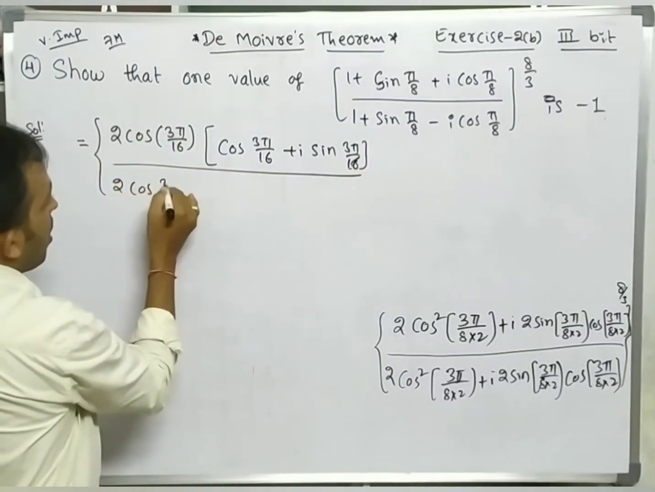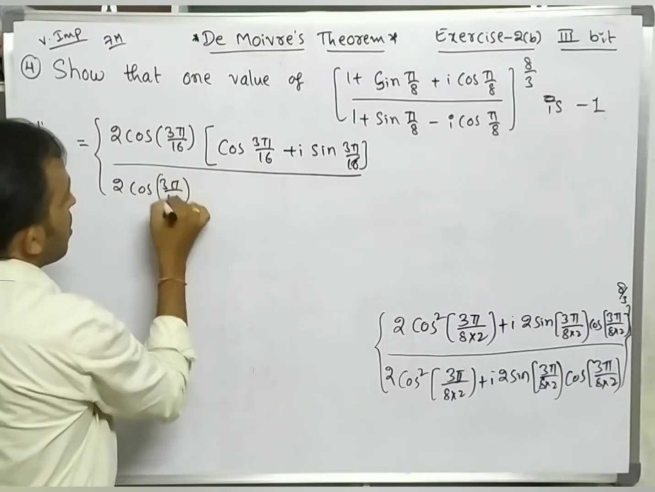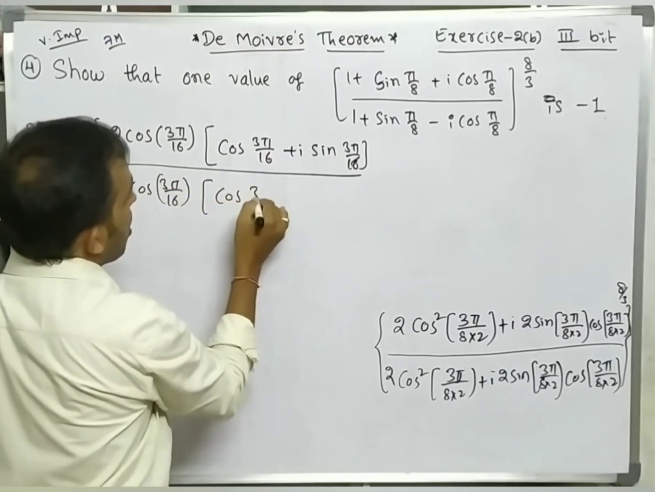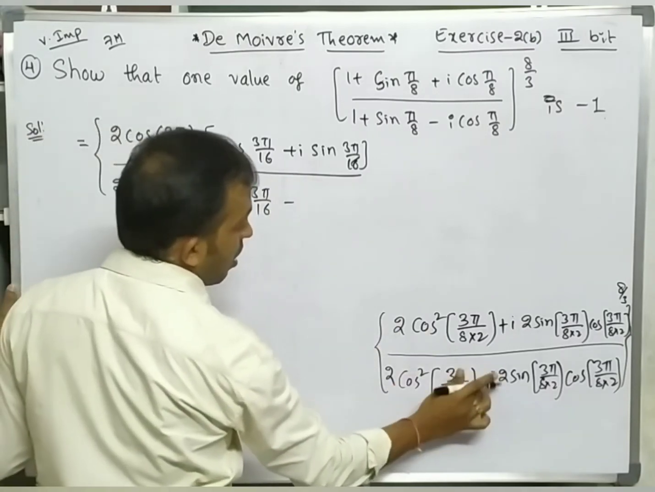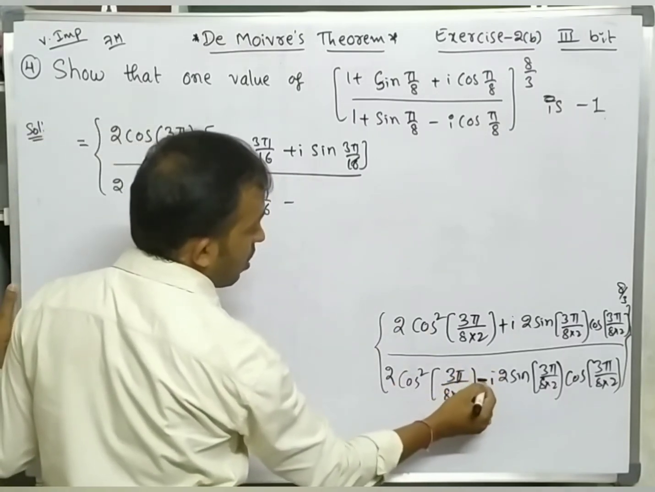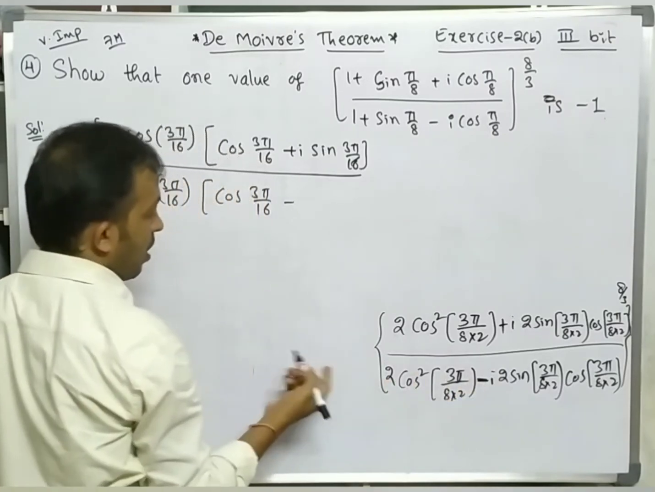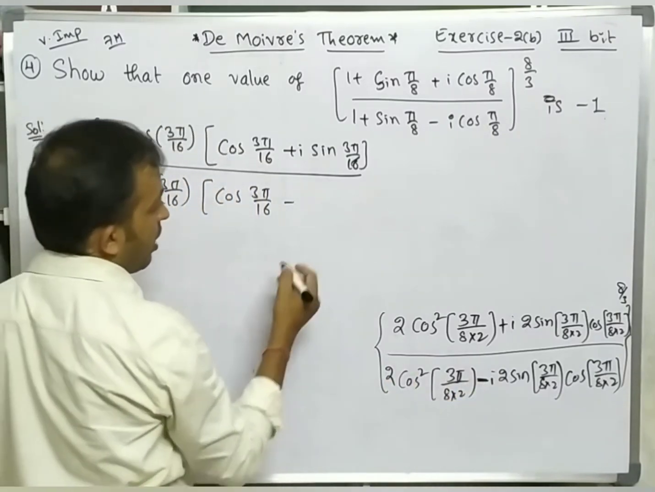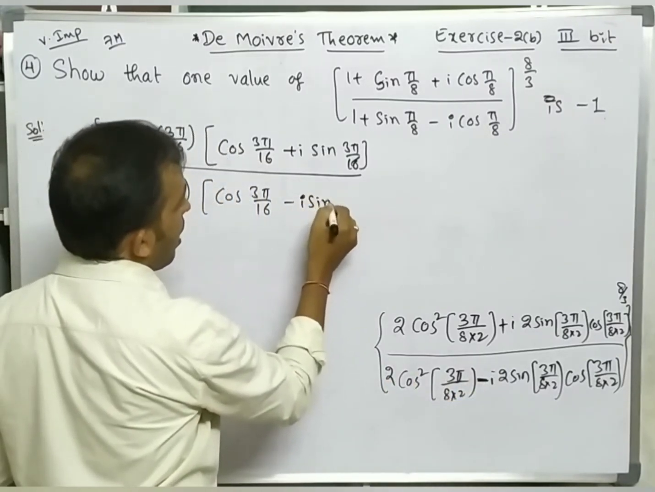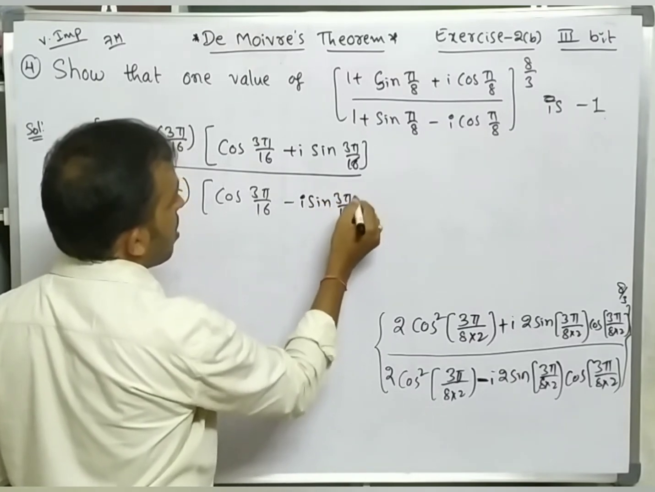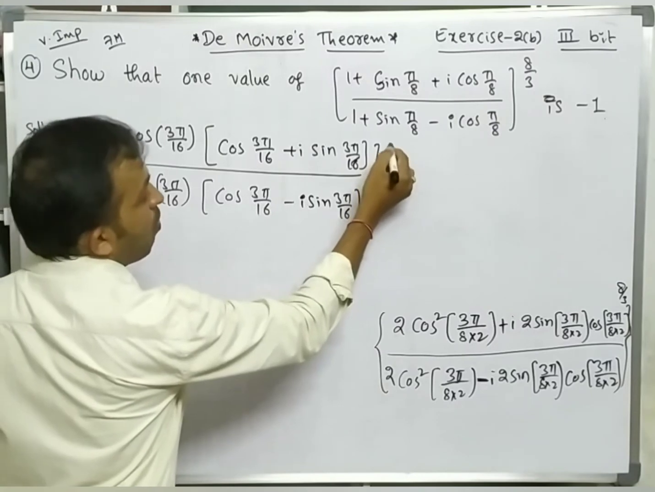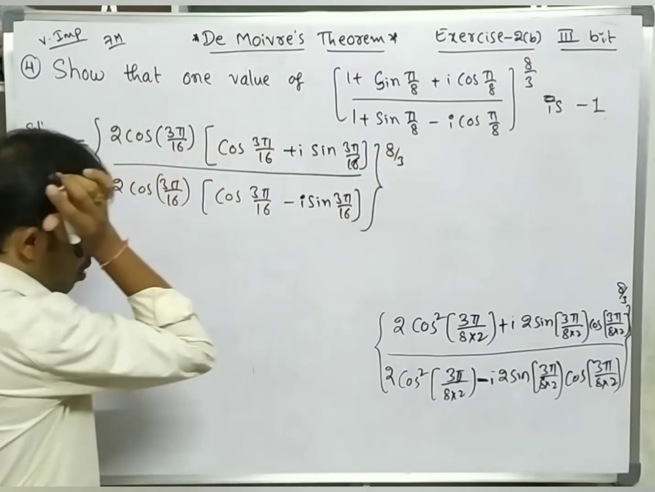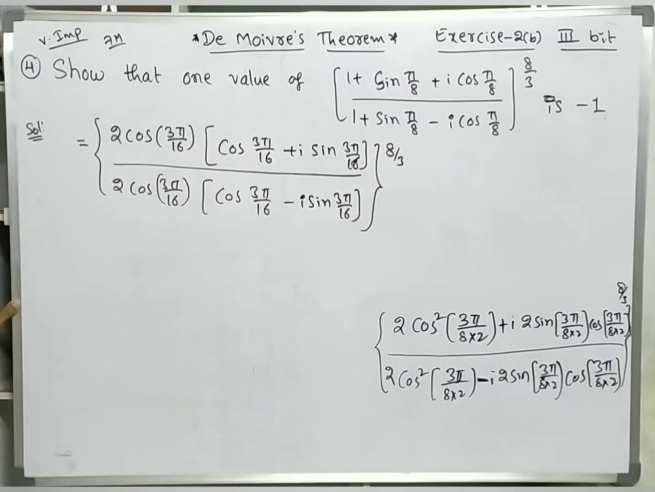Denominator also has the same term, but the only change is the sign. Here we will get minus. Sorry, here change it. This is minus symbol. I wrote wrong there. So minus I sin 3 pi by 16. Right? Bracket close, whole power 8 by 3. So please, symbols are very important.